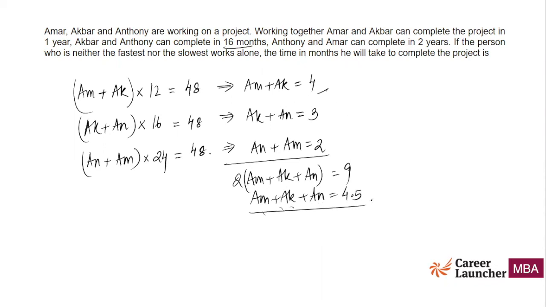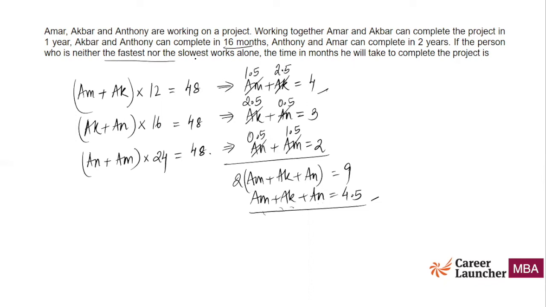Right? If you compare these two. So Anthony is at 0.5. If Anthony is at 0.5, then Amar is at 1.5. If Anthony is at 0.5, Akbar should be at 2.5. Then only it will make sense, right? LHS is equal to RHS. Let's add 2.5 for Akbar and 1.5 for Amar. Will it become 4? Yes. So it makes complete sense.